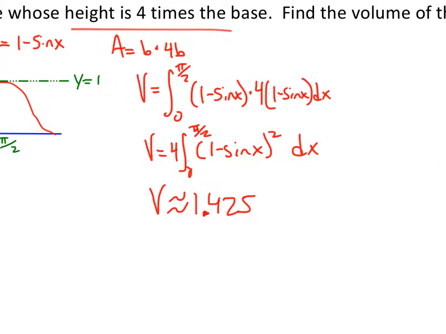And so the base of that is 1 minus sine x, and then the height is going to be 4 times that. So it just ends up being 4 times the integral of (1 minus sine x) squared, from 0 to pi over 2, and we got 1.425. Let's keep rolling.